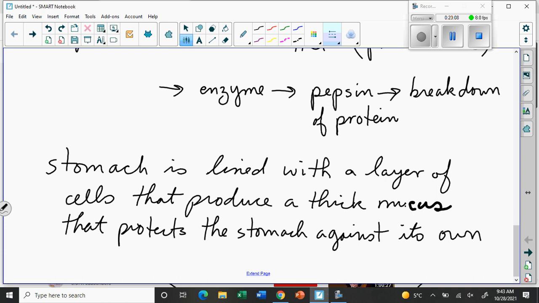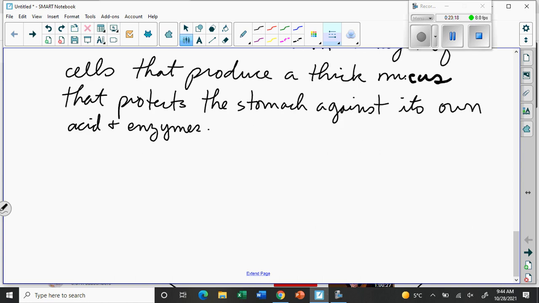Its own acids, or acid and enzymes. Okay? Acids and enzymes. So it has this layer of mucus that it secretes. The other thing is these cells wear out very quickly. This lining is shed and renewed quite often.